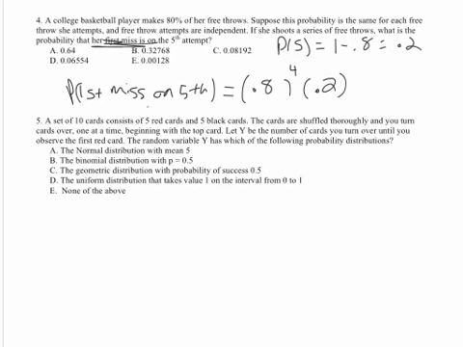So another way to think of it would just be to look at the percentages. Forget about success and failure. You can just think if her first miss is on the 5th, then she made 4, which would be 0.8 to the 4th. Then she missed once on the 5th one.